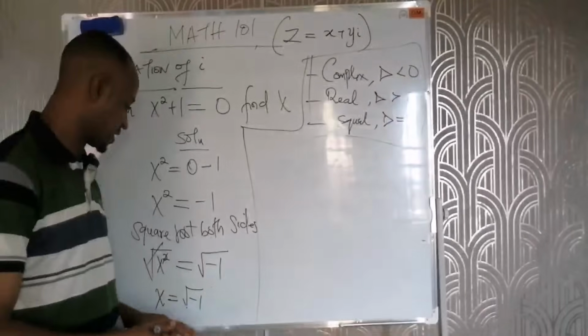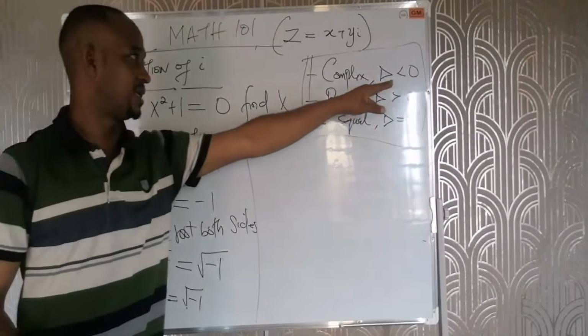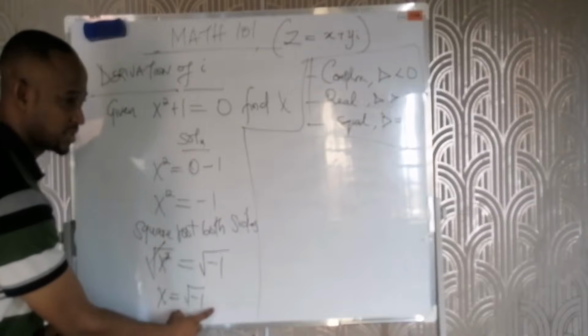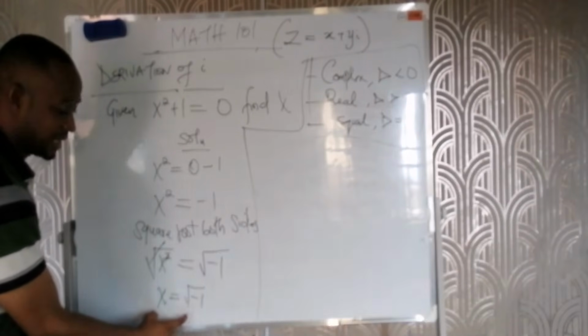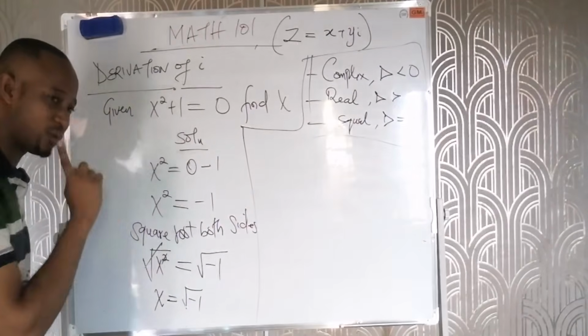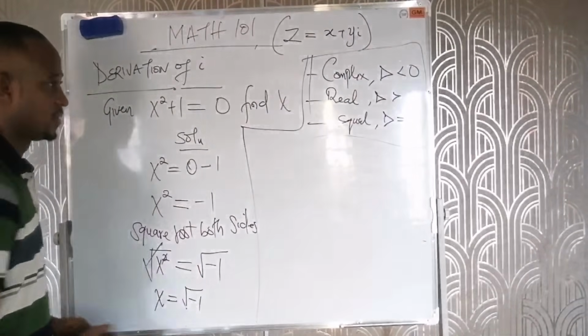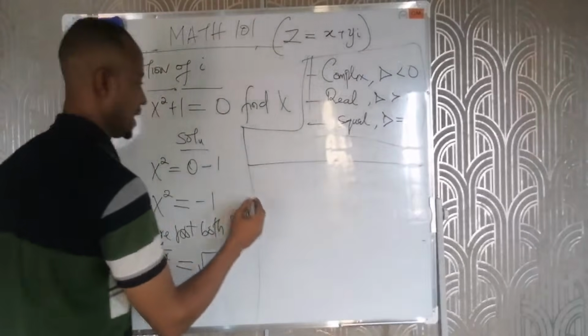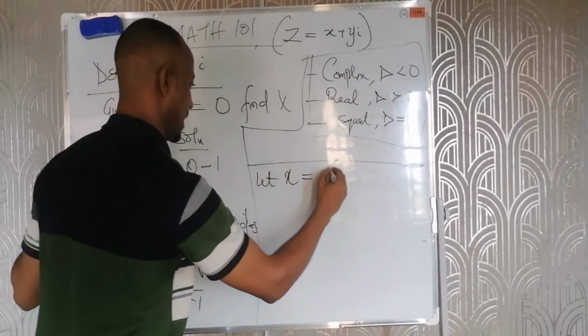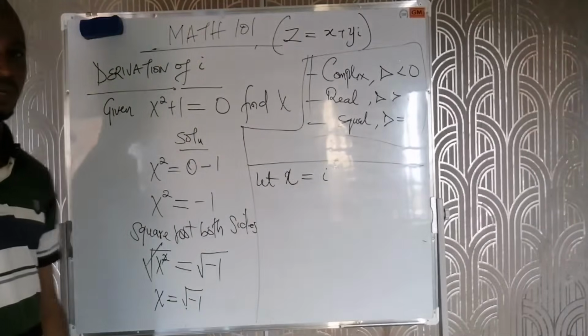As time goes on, I will explain why the discriminant is less than 0. But let's just evaluate this. Since this is not possible, but I want to define the answer to this, I can't just assume that this is not possible in mathematics. So what we do is introduce, let x equal to I.